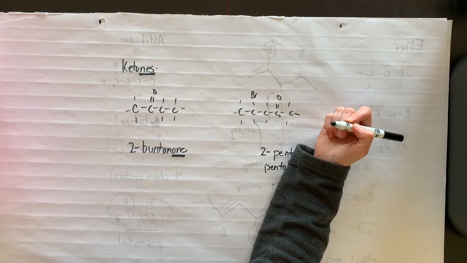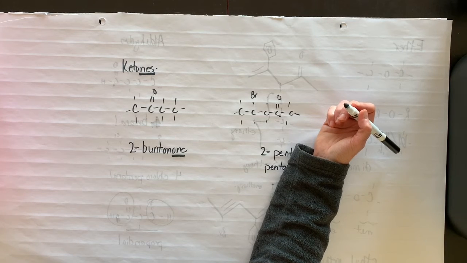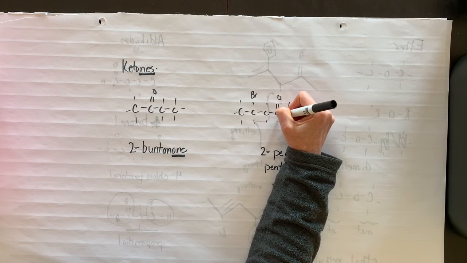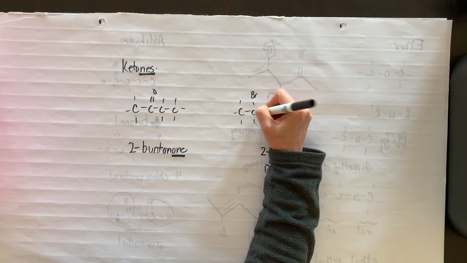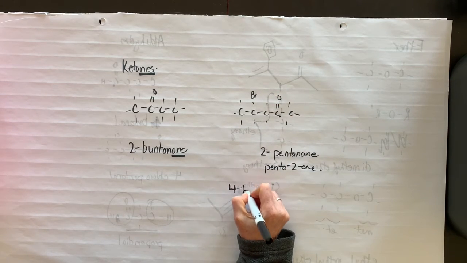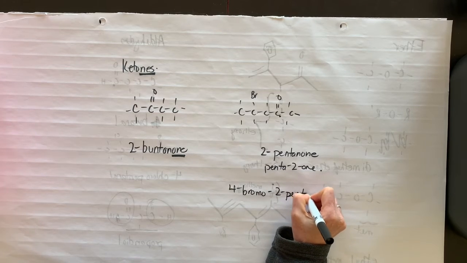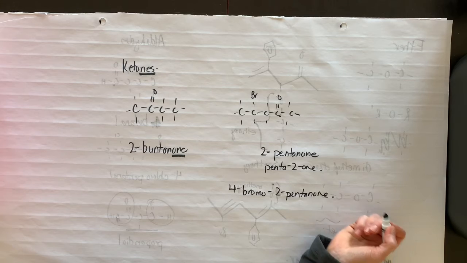This gets priority because it's in the lowest position. So these are actually easier to name than some of the alkyl halides where you have to decide which way to order, which way to number it. But here, this has got the lowest numbering, so it has a priority. Therefore, this would be a 1, 2, 3, 4. That would be a 4-bromo-2-pentanone.